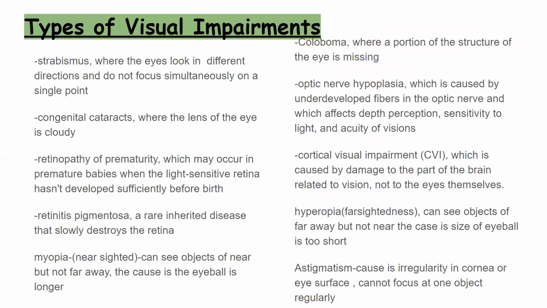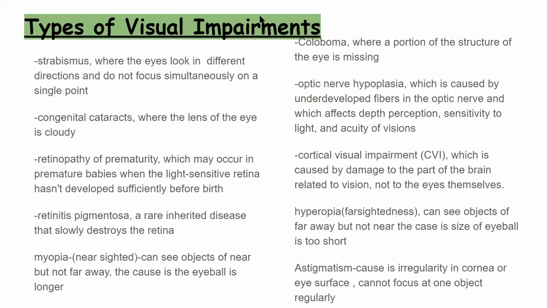Okay, and then some types of visual impairments: strabismus, where the eyes look in different directions and do not focus simultaneously on a single point. Congenital cataracts, where the lens of the eye is cloudy. Retinopathy of prematurity, which may occur in premature babies when the light-sensitive retina hasn't developed sufficiently before birth. Retinitis pigmentosa, a rare inherited disease that slowly destroys the retina.